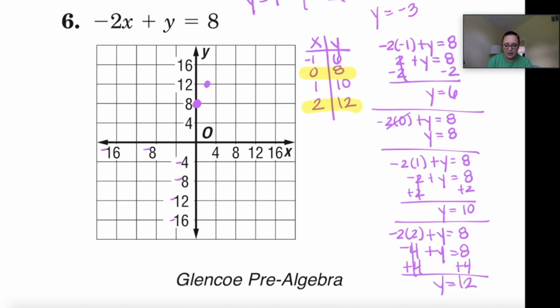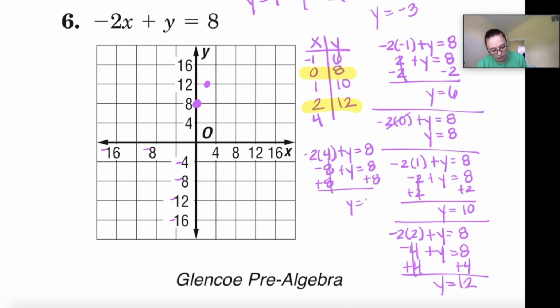Okay, and maybe I want to pick a third value. So since the x values are counting by 4s, maybe it would be easier for me to pick an x value that is a multiple of 4. Since I didn't use 4 at all, how about I just substitute a 4 in? So if x is 4, let's find out what y would be. So negative 2 times 4 plus y equals 8. Well, negative 2 times 4 is negative 8 plus y equals 8. So add 8 on each side. So y would be 16. So I would have the ordered pair 4, 16, which is here.